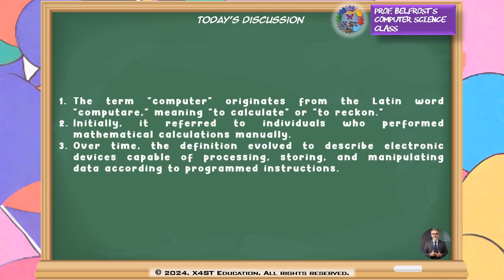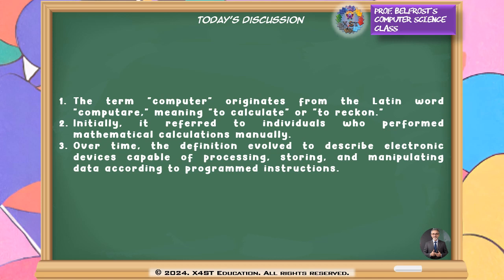First we will dive into the general concept, that the term computer originates from the Latin word computere, meaning to calculate or to reckon. So computere means to calculate or to reckon. At first, a computer actually only referred to individuals who performed mathematical calculations manually. So basically just a calculator.